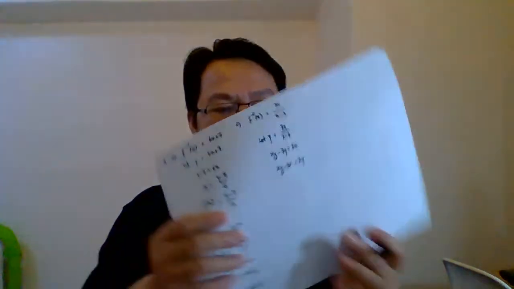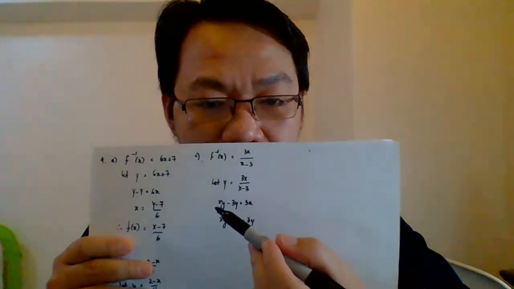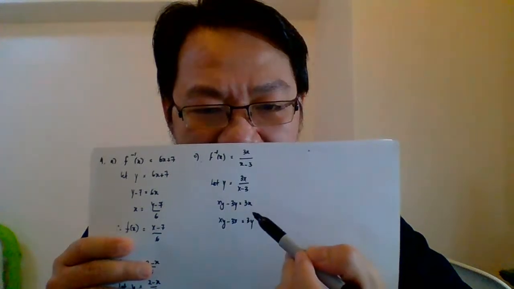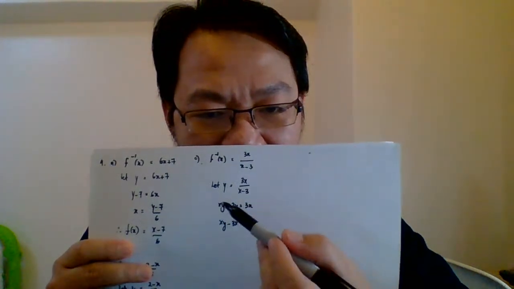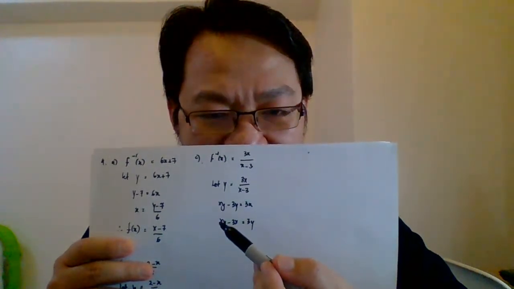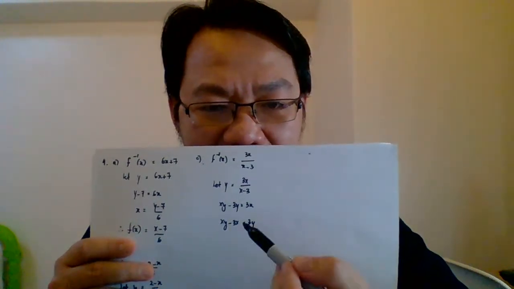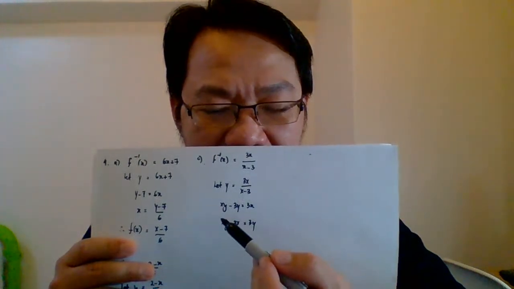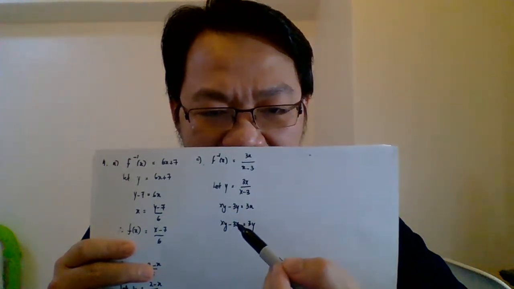So regroup. The 3x on the right side moves to the left, and negative 3y we move to the right. It will become like this. x on the left, x on the right. This thing I move to the left, this negative 3y I move to the right. So now what we can see here is that x is repeated. There's an xy here and an x here.